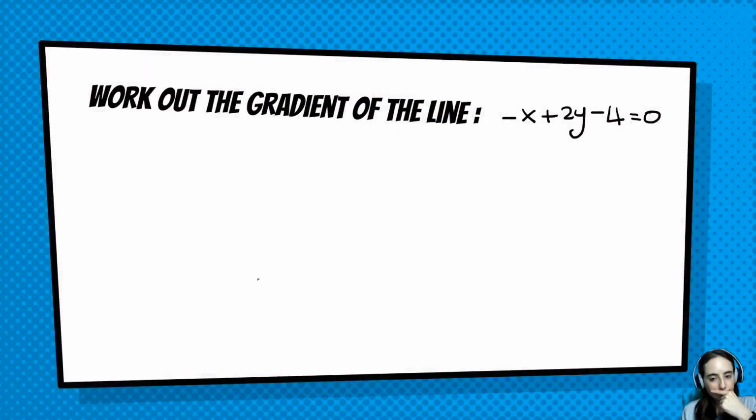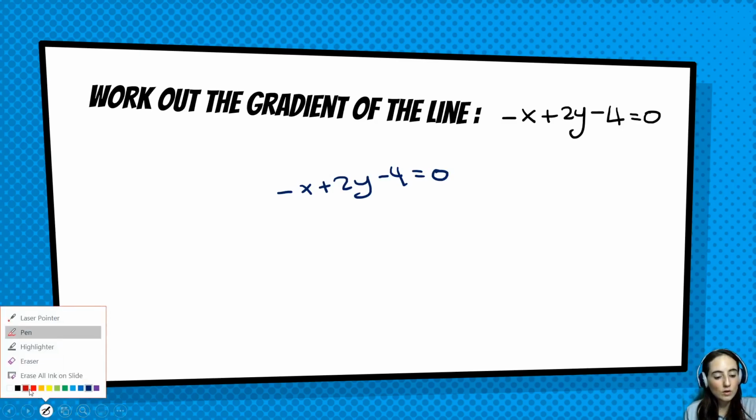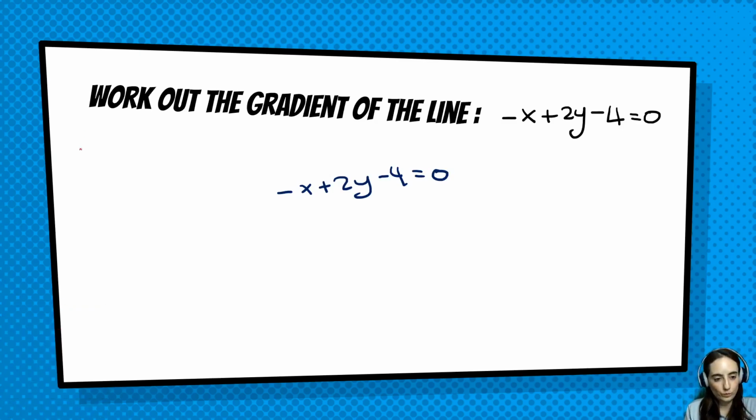Okay, now we have minus x plus 2y minus 4 equals 0. What is our problem here? Our problem with this is that it's actually not in the form of, which one is it? y equals mx plus c. So first things first, if we want to identify the gradient of a straight line by looking at this equation, it has to come in this form. So we're going to rearrange things now so that it does appear in that form.